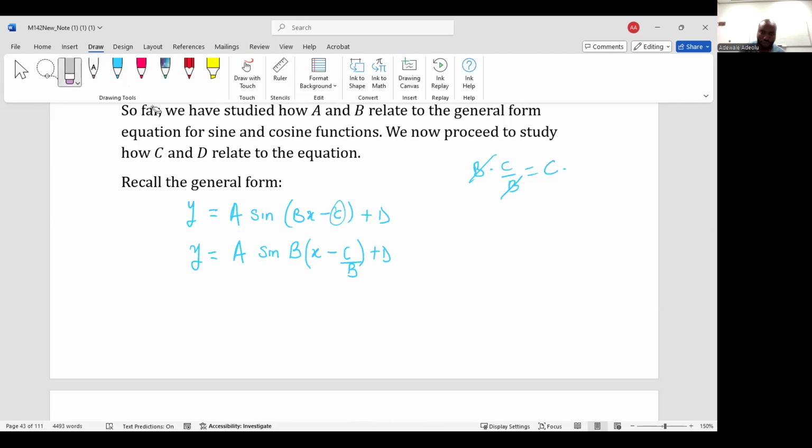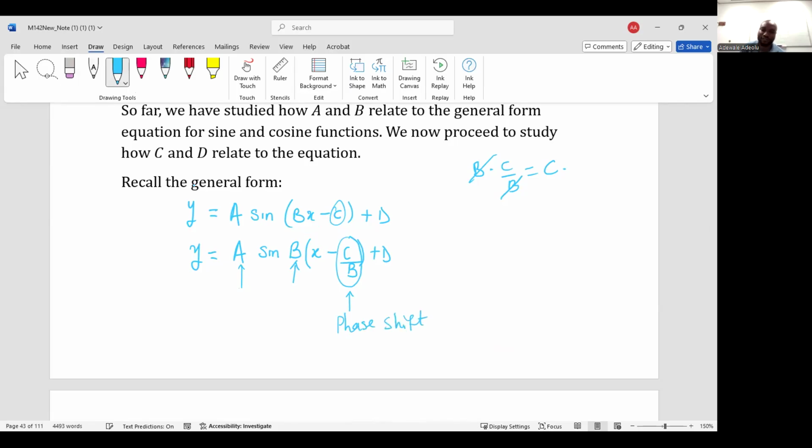Okay, good. Now, we already studied B. We've already studied A. Now, this item here, C over B, is called a phase shift.